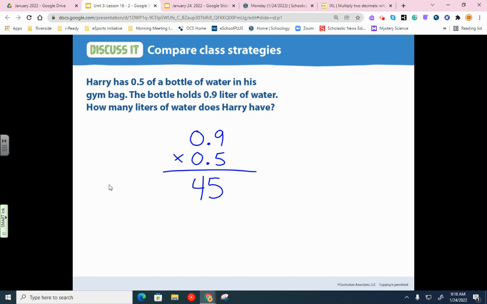Let's figure out where we put our decimal point. I've got one spot. I've got two spots. So I'm going to go 1, 2, and land right here. So our answer is 45 hundredths liter. Because remember, the smallest number is the one that names our place value. So that's why it's in hundredths. All right.